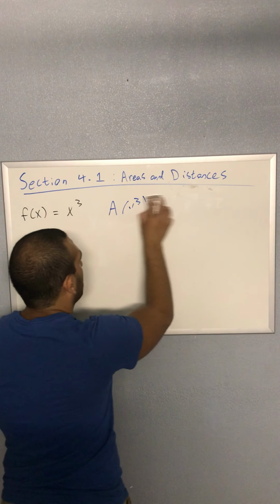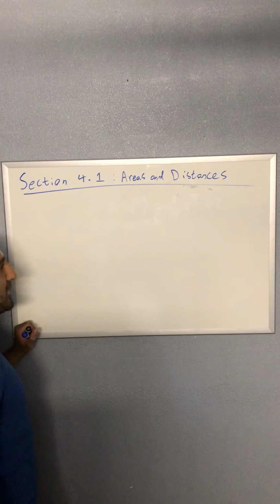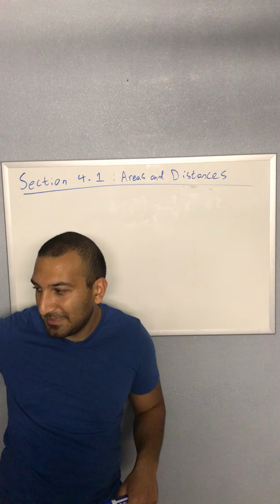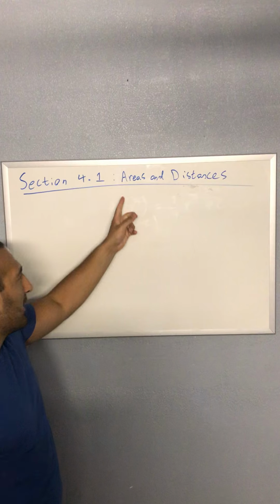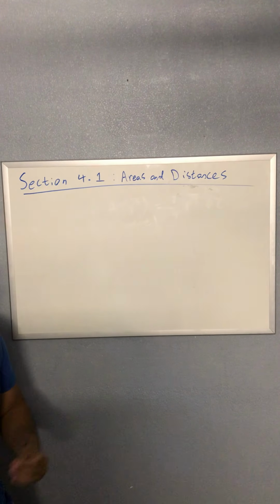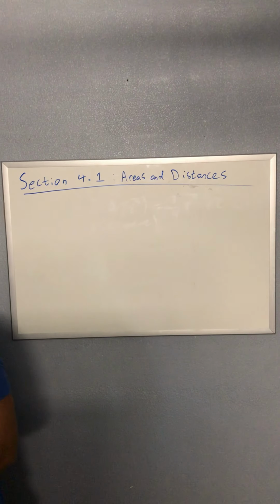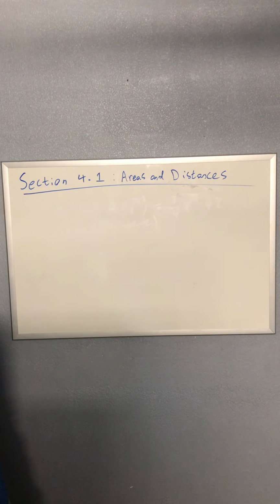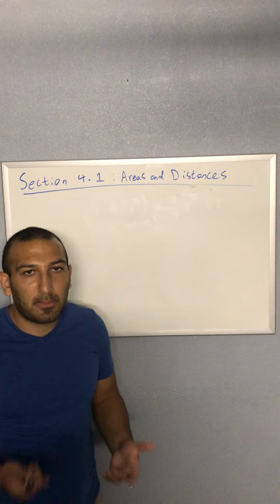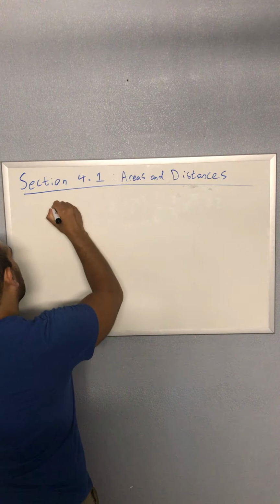Now you may be wondering, okay, you've been talking about this antiderivative thing for a while now, but on the board you have areas and distances. What does this have to do with the antiderivative? That's a good question. To draw an analogy from Calc 1, if you remember the derivative, what did it tell you?